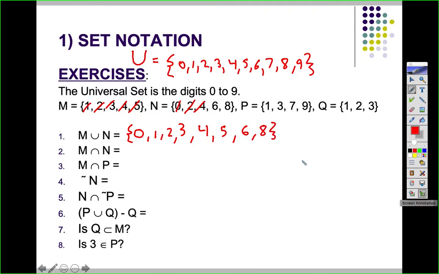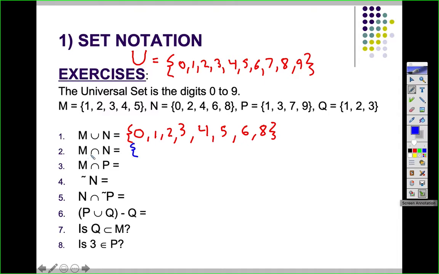Union is to unite. It is everything. It is no repeats. Keep all of that in mind. Okay, I won't cross these out again so we can keep seeing them. But that was union. Intersect. Start with a bracket symbol.